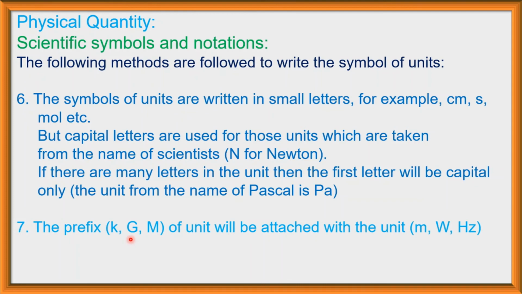The prefix kilo, giga, mega, that is the prefix of a unit, will be attached with the unit meter, watt, hertz with no space. Kilogram, there will be no space between gram and kilo. For example, kilometer, no space between kilo and meter. Gigawatt, no space between G and W. Megahertz, no space between mega and hertz.